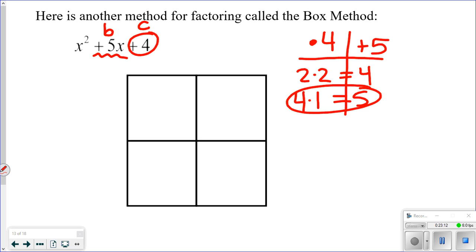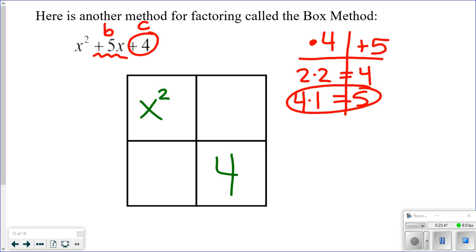So what we're going to do is think about the box method or your algebra tiles. What did that blue tile represent that was always in the top left corner? That was the x squared. Okay. So x squared goes in the top left box. My C term, my constant, always goes down here in the bottom right. So that would be 4.